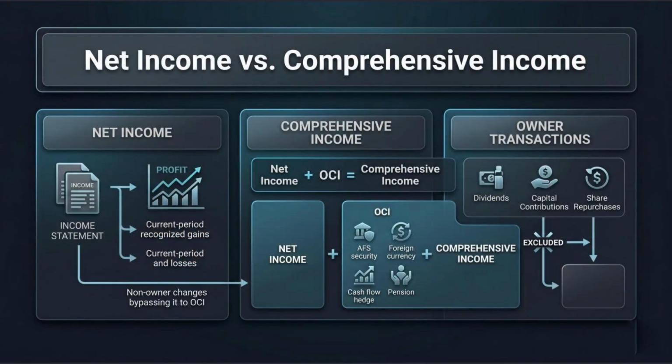A strong answer would say this. Net income represents the recognized revenues, expenses, gains and losses that flow through the income statement under US GAAP. Comprehensive income is broader because it equals net income plus other comprehensive income. OCI includes selected items recognized in equity but excluded from net income, such as foreign currency translation, cash flow hedge effects, available for sale debt security gains or losses, and pension OCI. Owner transactions such as dividends and capital contributions are excluded from both. Net income is the earnings story. Comprehensive income is the wider non-owner equity change story.